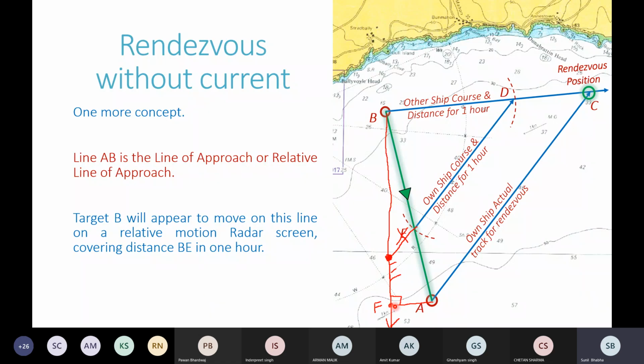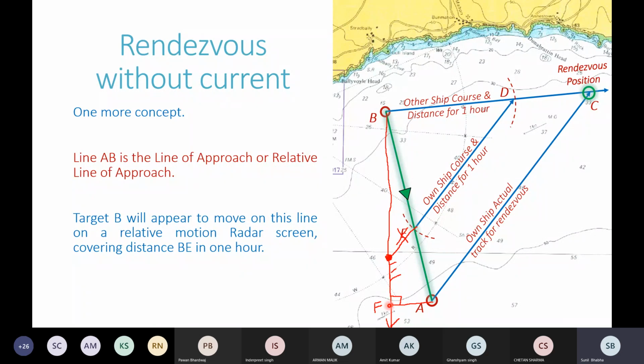So this distance A to F will give you the CPA, and you can also find out the time for CPA. Now this triangle which we made, Bravo, Delta, Eco, is a 1 hour triangle. So in 1 hour, the target ship is going to move from B. It is going to approach towards my ship, and it will be at Eco point. So this is the speed of approach. So we can easily find TCPA now.